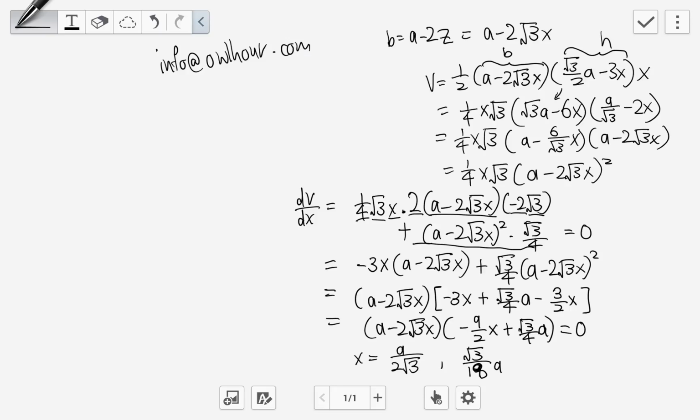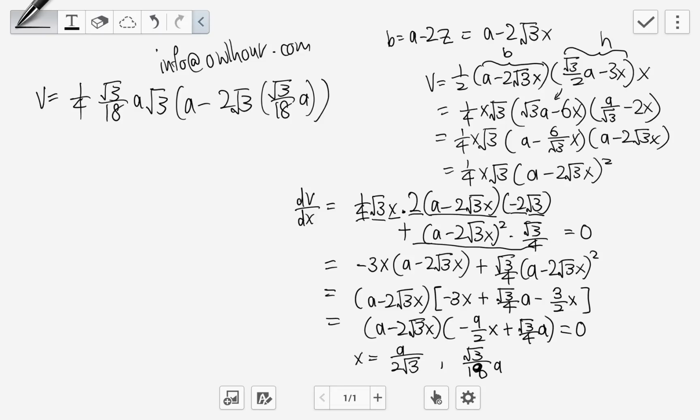Okay, so now for this part, if I substitute this x into the volume, I realize that 2 root 3 will cancel with my 2 root 3, and a minus a will give me 0. So the whole term will become 0, volume will become 0, so it wouldn't be the maximum point. It would be the minimum point, where the volume is 0. So what if I substitute this term inside? The volume that I would get would be 1/4 times root 3 over 18 a times root 3, then a minus 2 root 3 times root 3 over 18 a, just substituting into this x, and the whole thing squared.